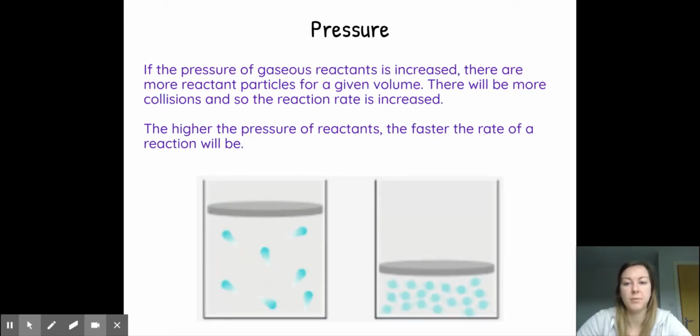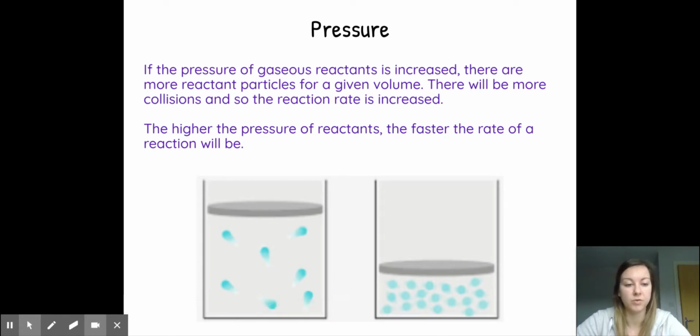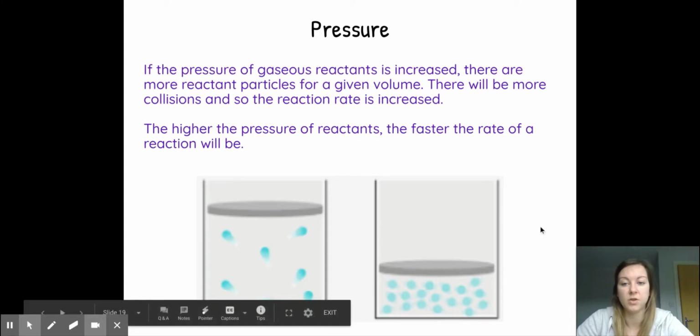So pressure, if the pressure of gaseous reactants is increased, there are more reactant particles for a given volume. So that's what we mean by increasing the pressure. And as you can see in the diagram here, these particles have lots of space to move around, but when we increase the pressure, there isn't much space to move around at all. So what that means is when the particles are moving around, they're going to be in closer contact with each other, so there's going to be a higher probability of them colliding with each other. So the higher the pressure of the reactants, the faster the rate of reaction will be, because there's going to be more collisions due to the particles being closer together.